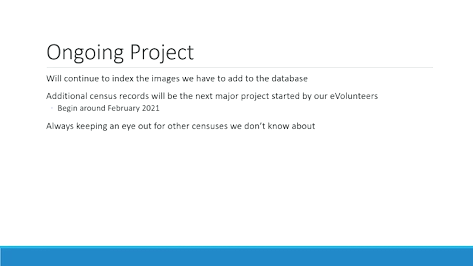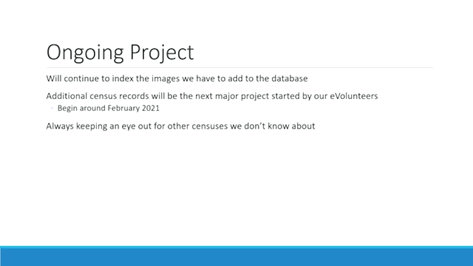This is an ongoing project. We are going to continue to index the images, and we have to add them to the database. We have active plans in place to index the slave schedules, so we will hopefully be adding them next. As our e-volunteers are finishing up the World War I bonus claim project, we plan to have those volunteers focus on various census projects, looking at a number of the state censuses that are not yet in the database, starting next spring after the new year of death certificates are indexed in January. So we plan to be adding more censuses on a very regular basis.